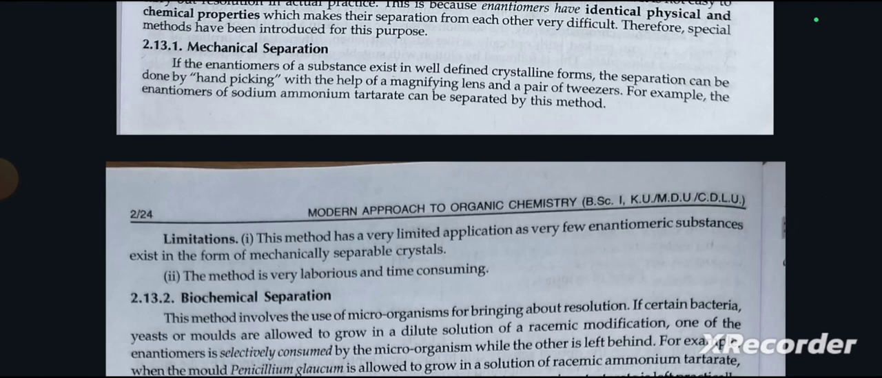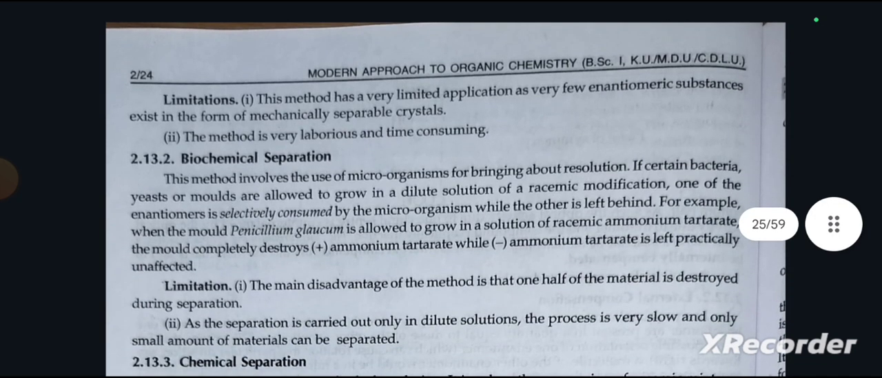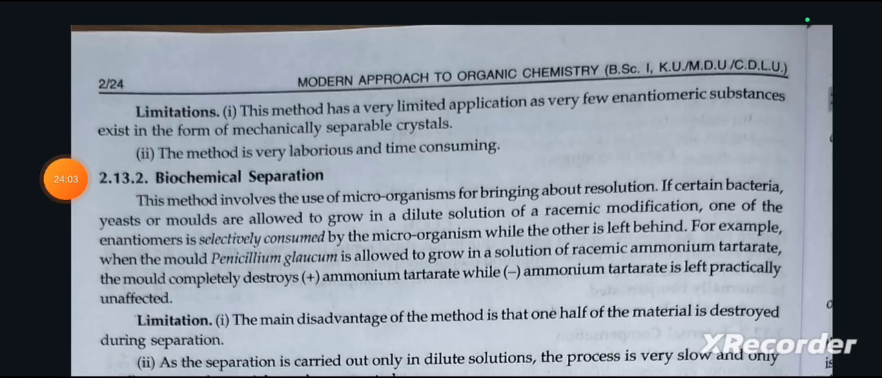2.13.1 Mechanical separation. If the enantiomers of a substance exist in well-defined crystalline form, the separation can be done by hand picking with the help of a magnifying lens and a pair of tweezers. For example, the enantiomers of sodium ammonium tartrate can be separated by this method. Limitations. First, this method has a very limited application as very few enantiomeric substances exist in the form of mechanically separable crystals. Second, the method is very laborious and time consuming.